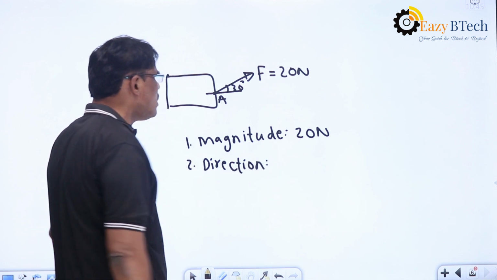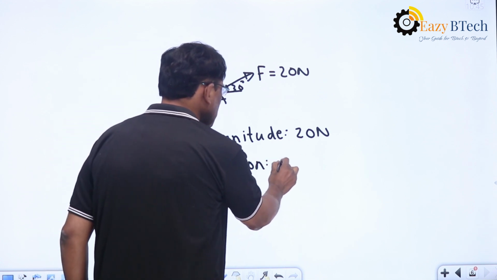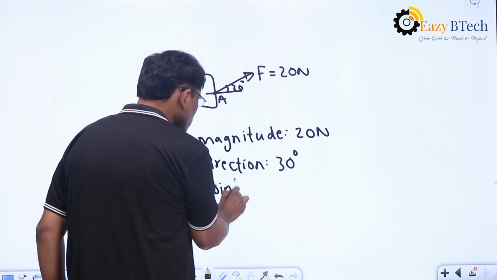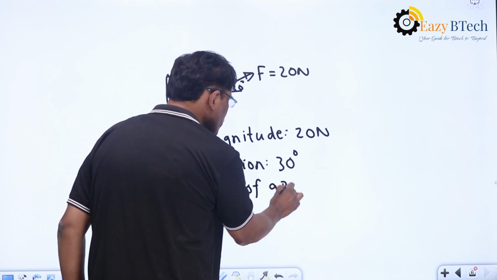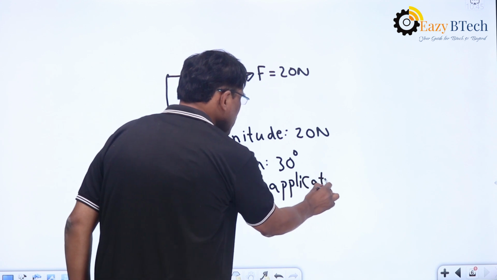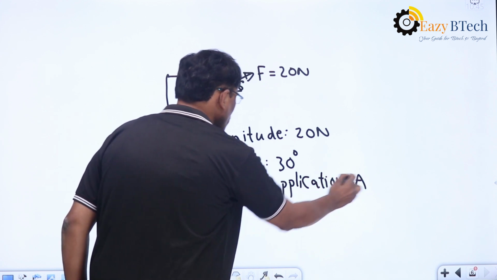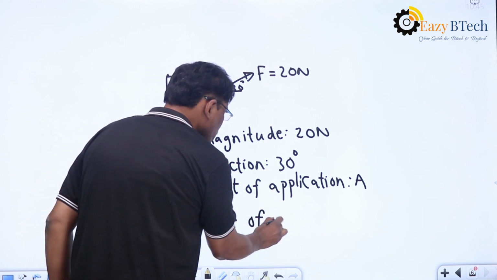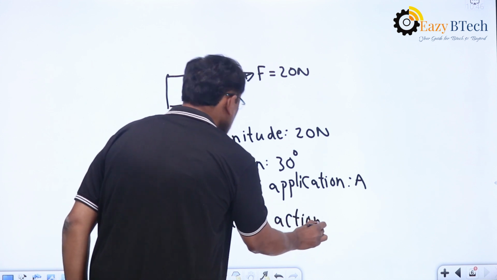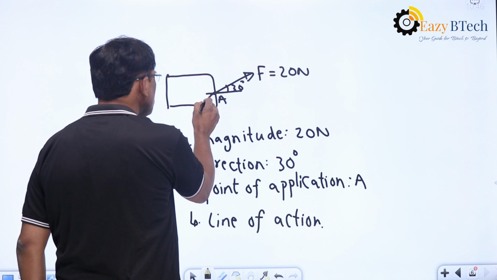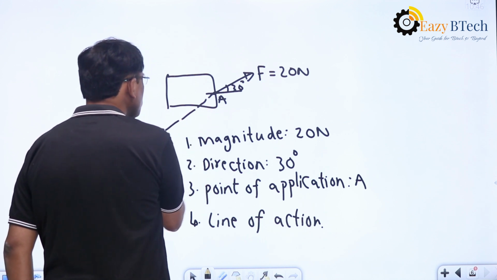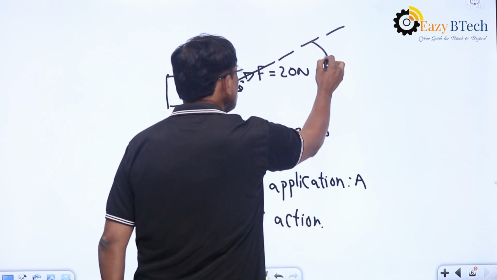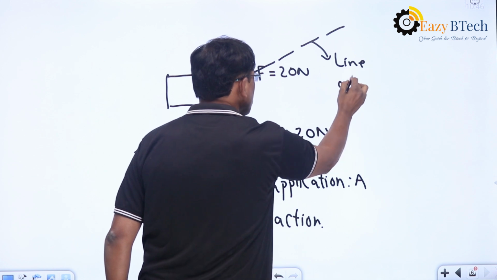This is up towards right, so the angle is 30 degrees. The third one is point of application, where this force is applied. So this is applied at a point A on this body. And the fourth one is line of action. For every force, if you extend this force like this, this indicates the line of action.